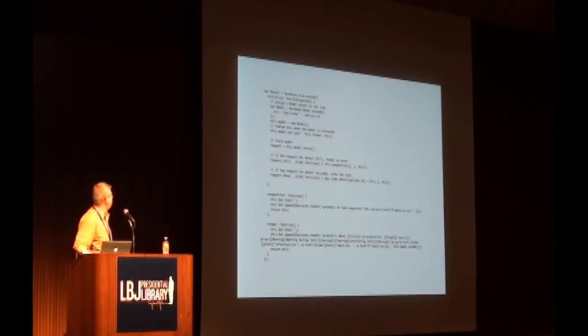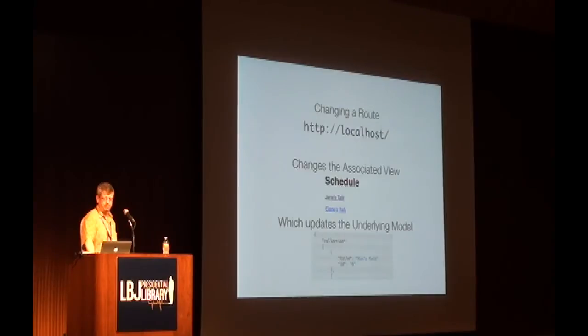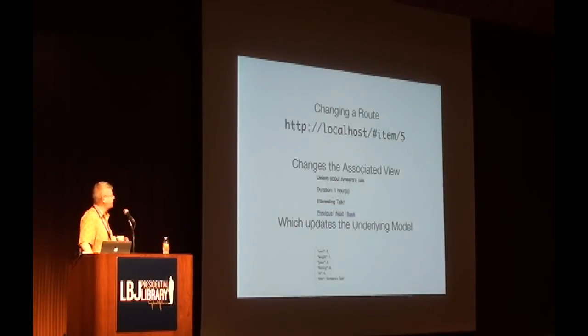Same thing with detail. We get a little bit fancier with detail in that if we can't find a model for the route that we're given, we just render essentially a 404 message. So again, changing a route changes the associated view, updates the underlying model, and if necessary, updates the rendering of that underlying view.